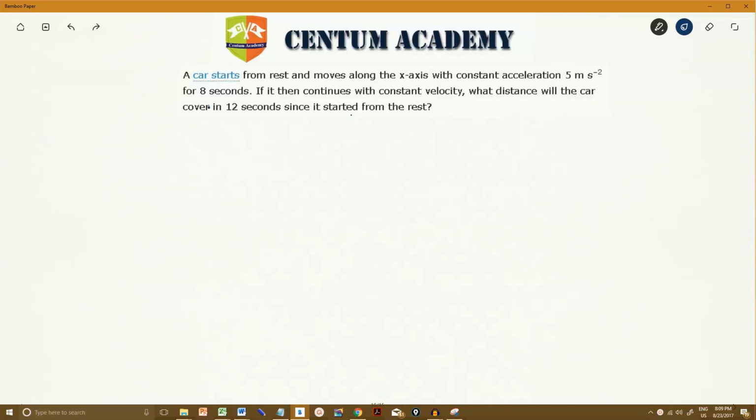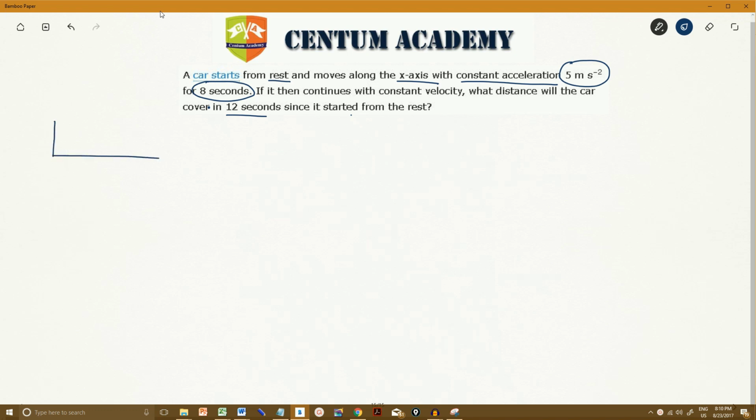In this question, it's given that a car starts from rest and moves along the x-axis with constant acceleration. So the third piece of information is constant acceleration, and the value is 5 meter per second square for 8 seconds. So time is also given. If it then continues with constant velocity, what distance will the car cover in 12 seconds in total since it started from rest? Now, the first step in all such problems is to draw a diagram, a well-representative diagram.